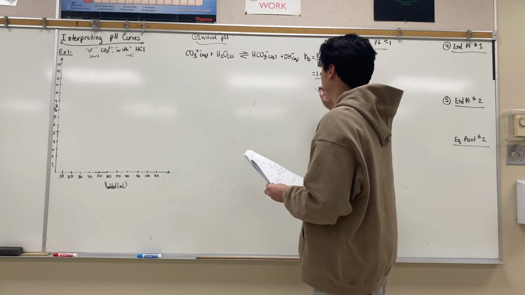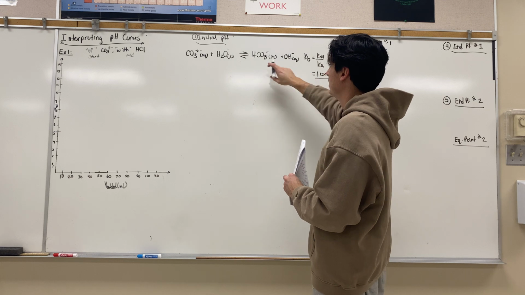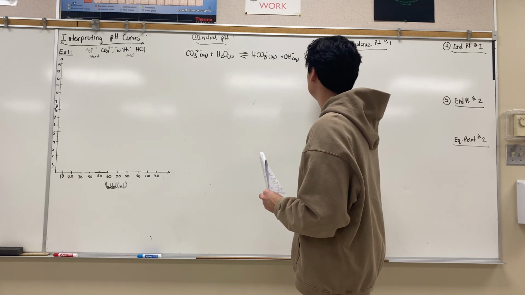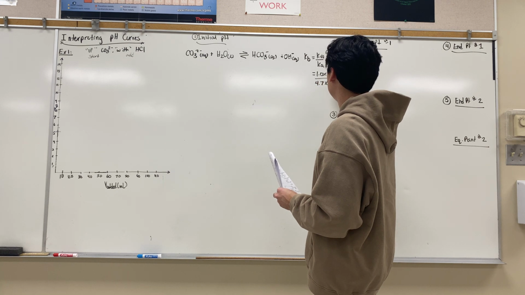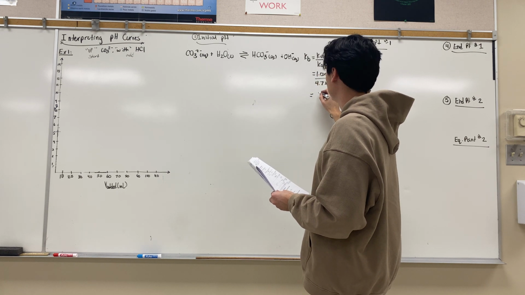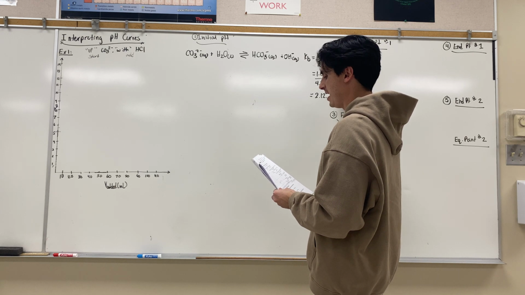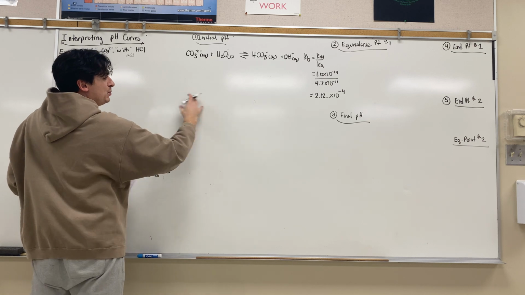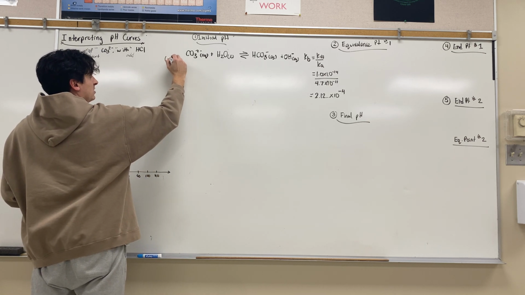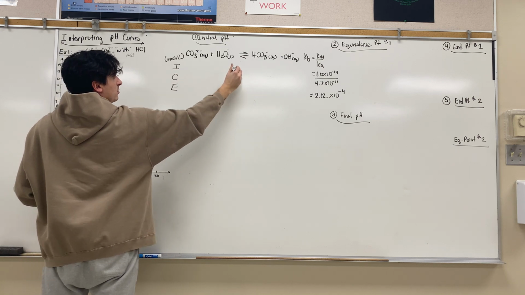Kw is 1.0 times 10 to the negative 14. And in this case, if we look at our data booklet, the Ka for the CO3 2- is 4.7 times 10 to the negative 11, giving us a Kb value of 2.12 times 10 to the negative 4, okay? Now, just because this is a weak base, and we've done this a million times, not actually, but pretty darn close, we're gonna make our ICE table.